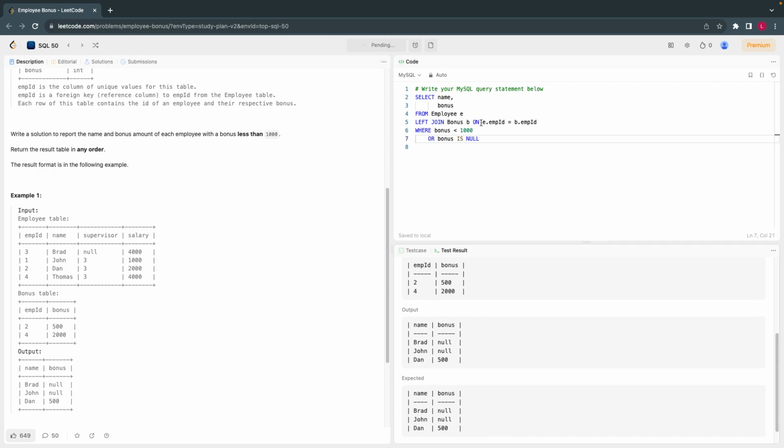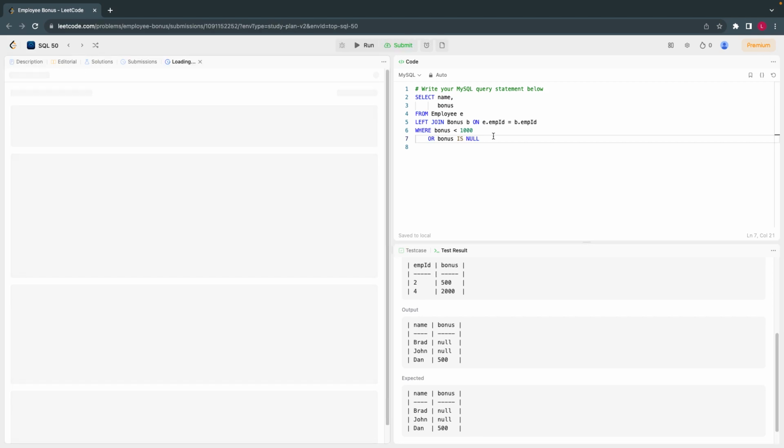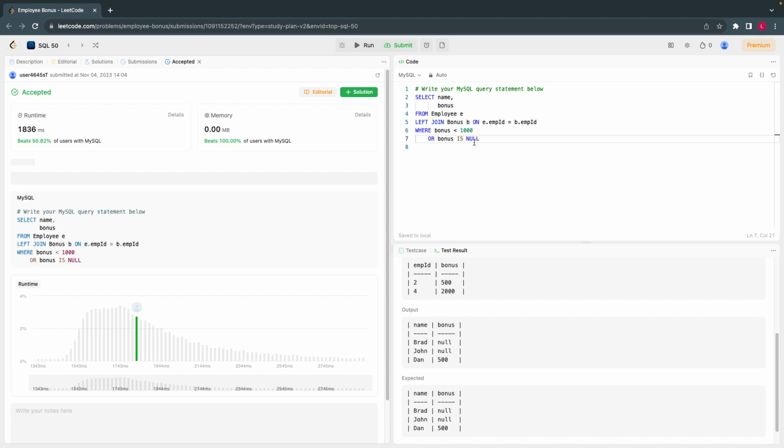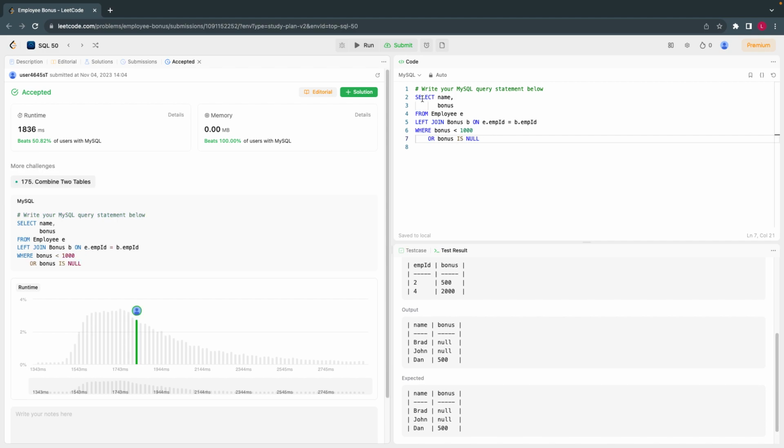Let's submit this. Remember, in each of these videos, I keep telling you to follow the coding guidelines. This is how the query should be written. All the reserved words or keywords should be written in capital letters.